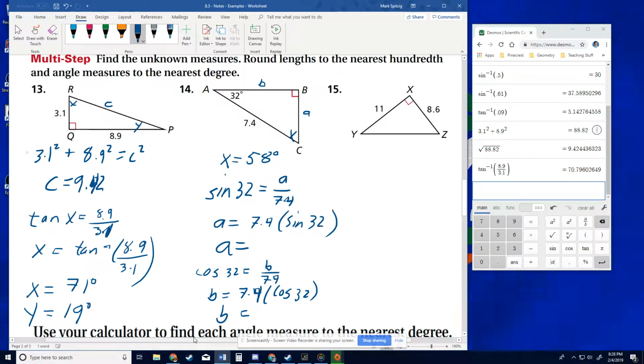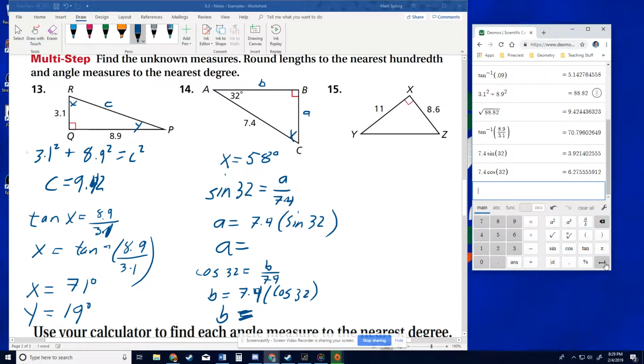So let me plug that in. I don't know why it's writing weird, but that's fine. All right, so we get 7.4 sine 32, and we have 7.4 cosine 32. Okay, so our value for A is 3.92, and then 6.28 for B.